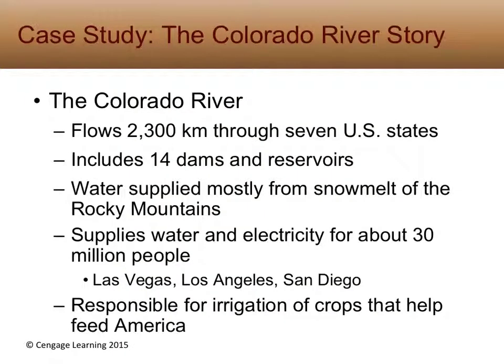So what's happening is the Colorado River, which flows about 2,300 kilometers through 7 U.S. states, includes 14 dams and reservoirs. Dams and reservoirs, something we'll talk about in a bit, but what happens is we're rerouting that water. The water supply is mostly from the snowmelt of the Rocky Mountains. It supplies water and electricity for about 30 million people, so that is an upbeat side, including Las Vegas, Los Angeles, and San Diego. Of course, the most famous dam is the Hoover Dam, and it is responsible for irrigation of crops that help feed America.